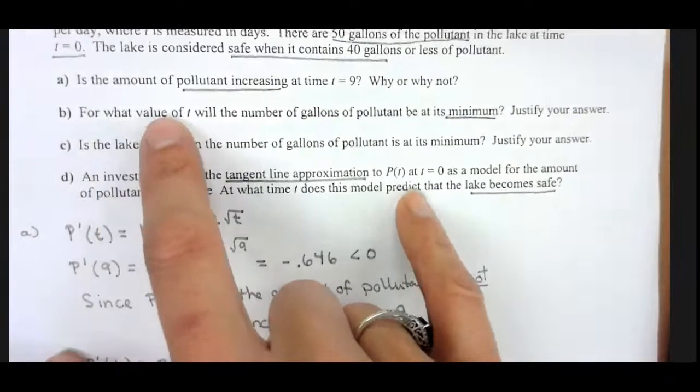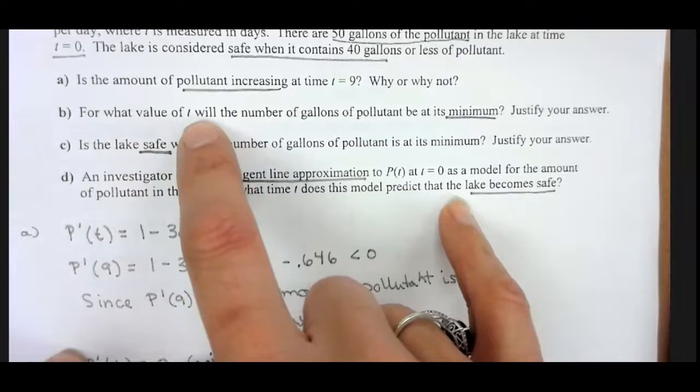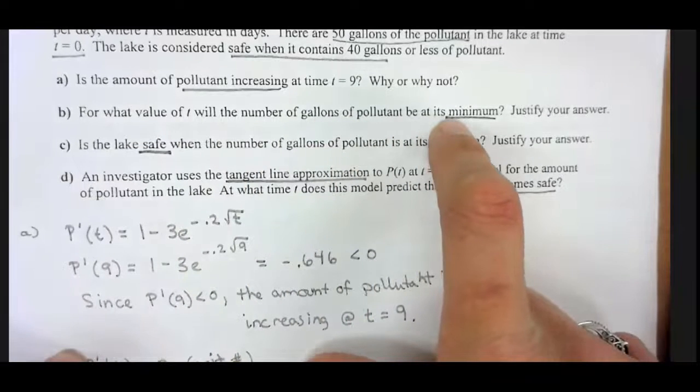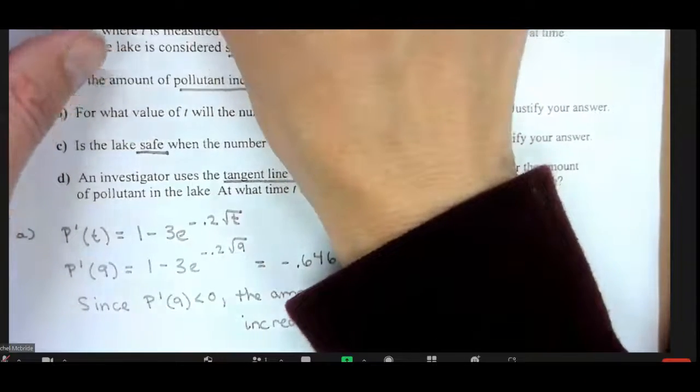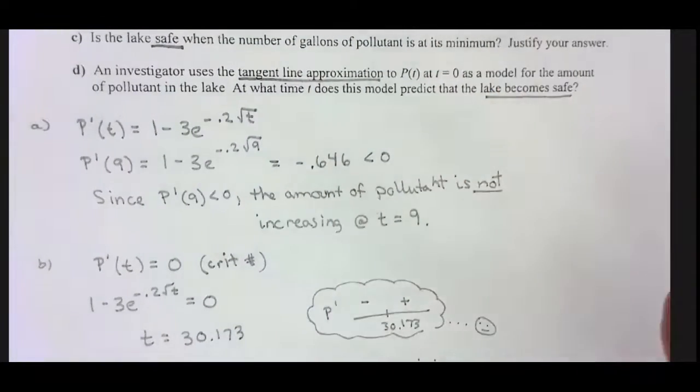Okay, for what value of T is the number of gallons of pollutant at its minimum? Gallons of pollutant at its minimum. So where do you have a minimum? It's at the zeros of the derivative.